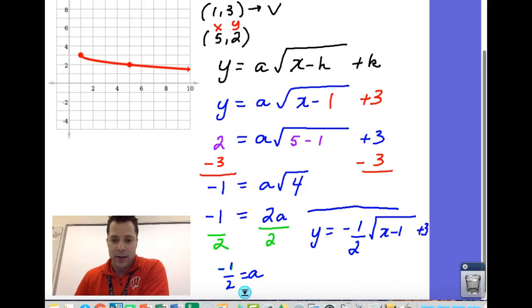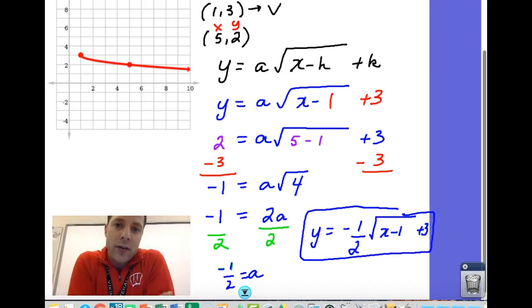Okay, so that's two examples of how to write the equation given a graph using square root functions. With other functions it's very similar, but we just focused on square roots in this particular video.